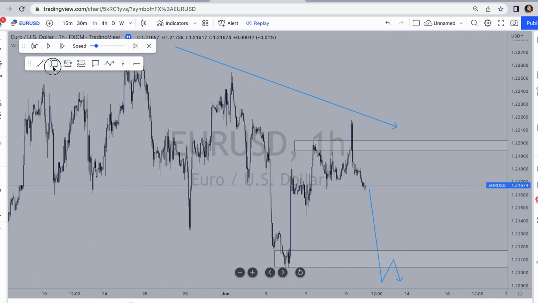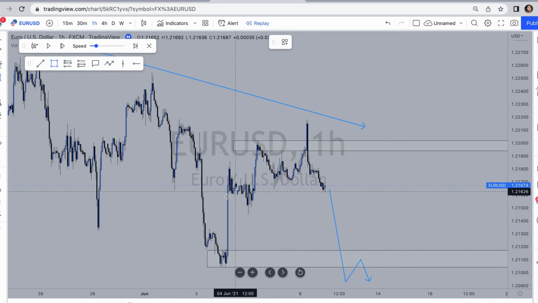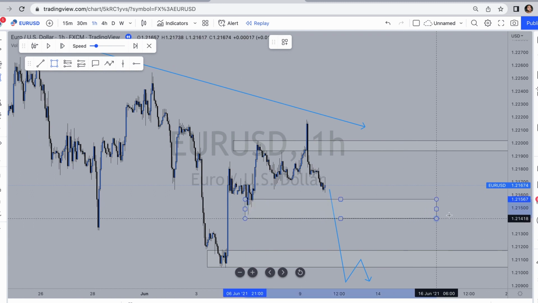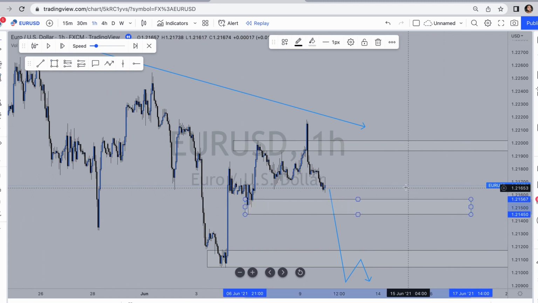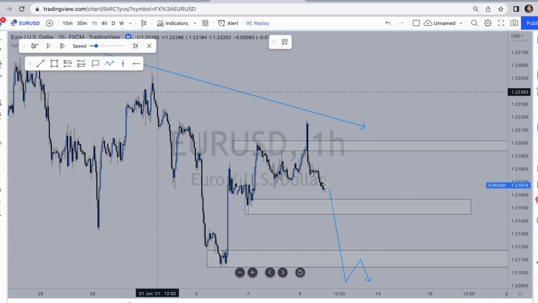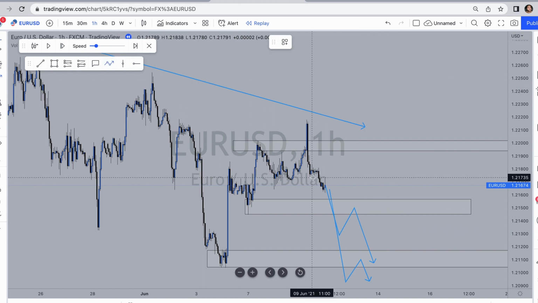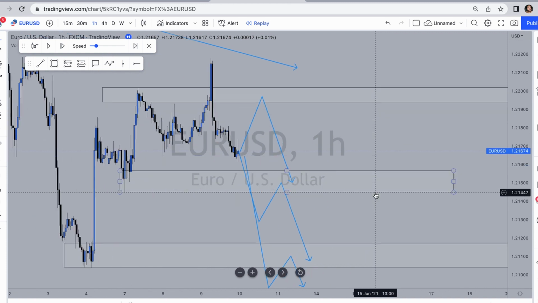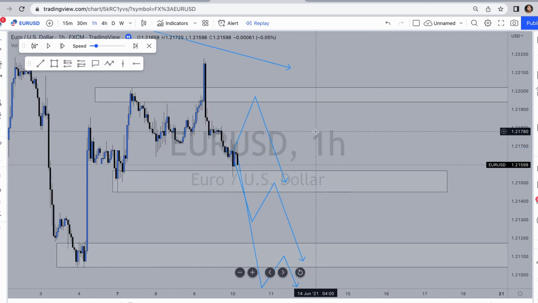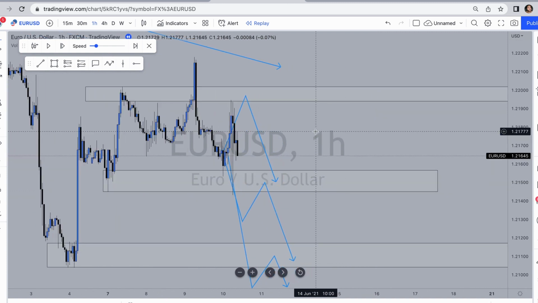Or if you want to be a little dangerous, this is the 1 hour here. You can wait for that break and retest of this little zone here. So it can literally do this as well. You can enter it here, or since it is a sell, if it comes back up here, I'll do the sell there. 3 different scenarios that I like to see. Which one's gonna happen? Whoa.